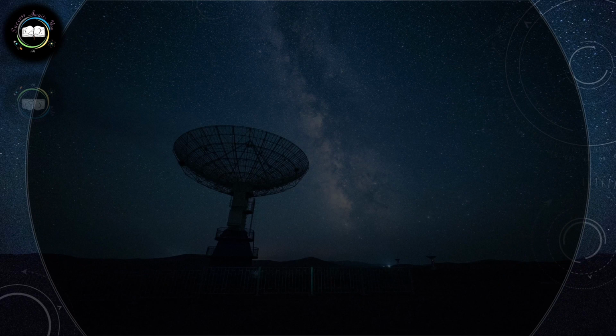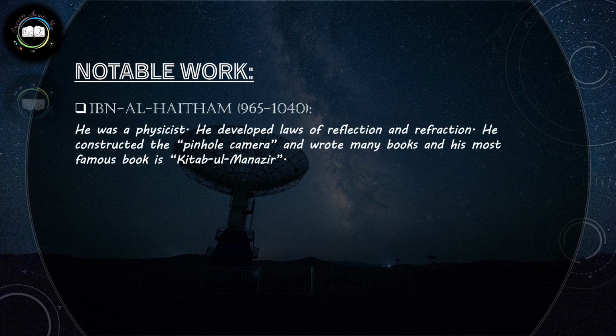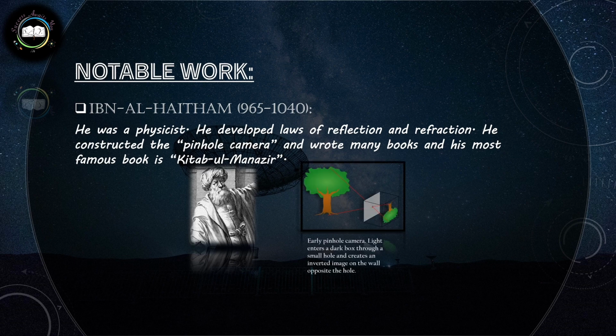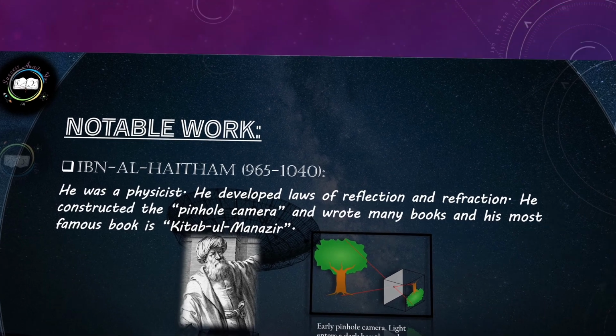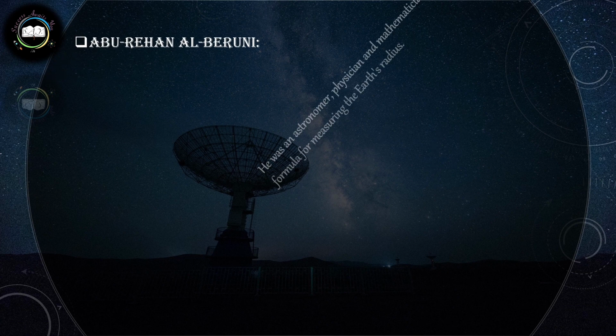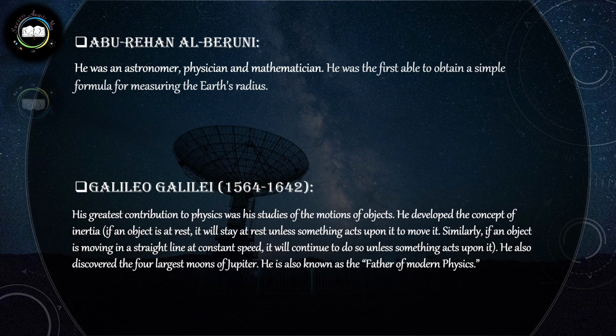Similar to the number of branches, there are many notable people that have contributed to the development of physics. One of them would be Ibn al-Haytham, who is considered to be the father of the modern scientific method and also the founder of modern optics. He was a physicist. He developed laws of reflection and refraction. Another name would be Abu Rayhan al-Biruni. He was an astronomer, physician, and mathematician. He was the first able to obtain a simple formula for measuring the Earth's radius.